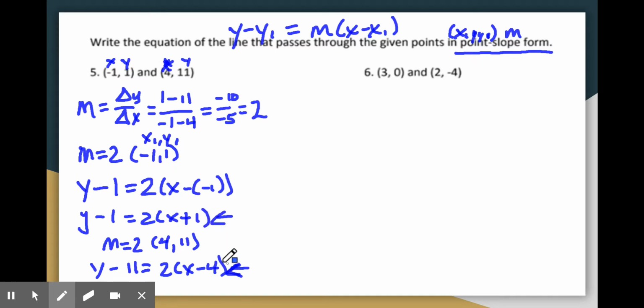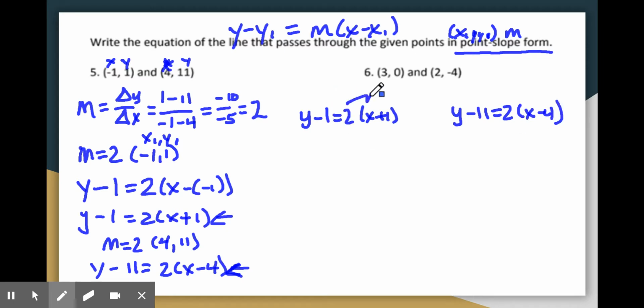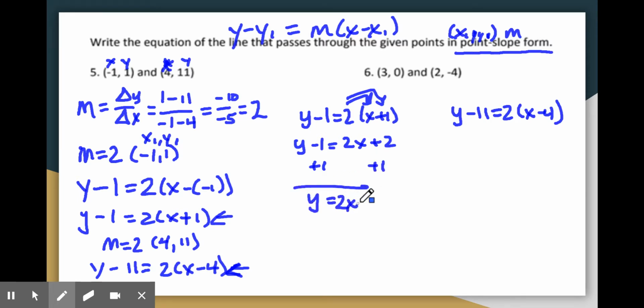Now to convince you that they're both the same line, let me show you that they are. I'm going to take each one of these that I just got, and then I'll erase it. I'm going to write them in slope-intercept form. So I'm going to distribute the 2, solve for y, 2x plus 2, and then add 1. And I get y equals 2x plus 3.